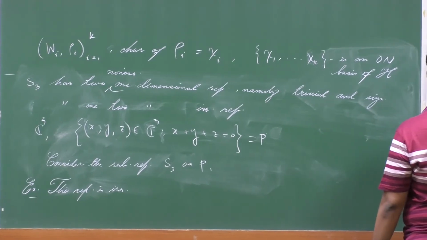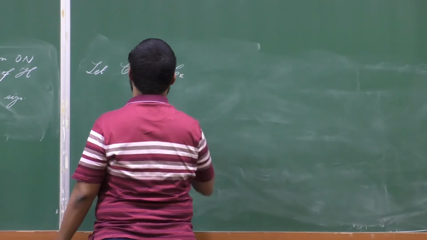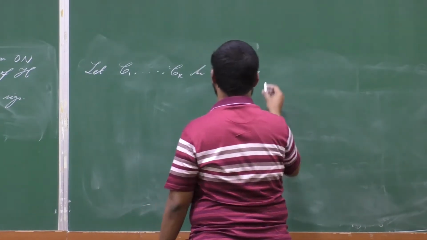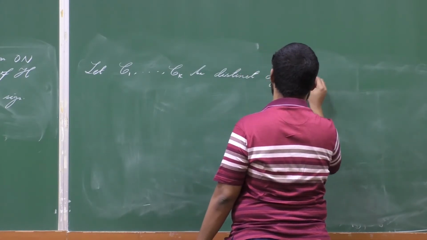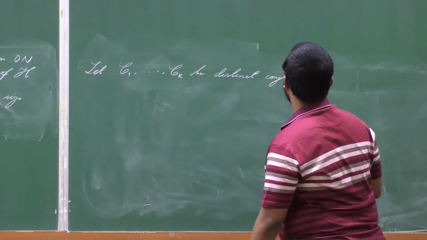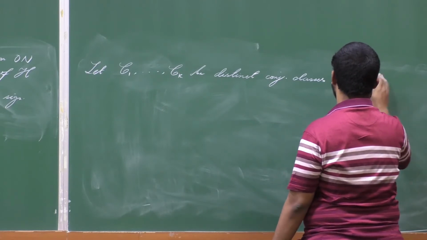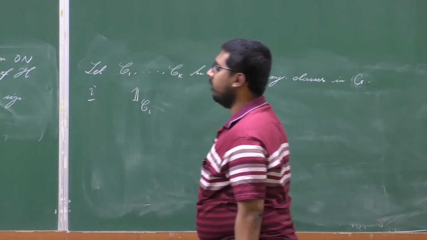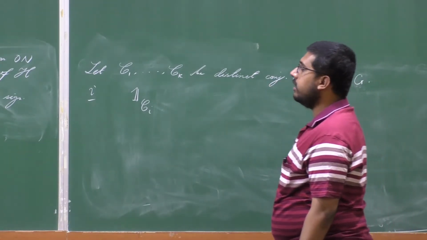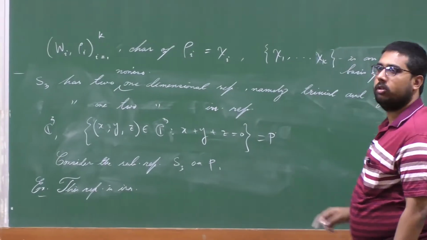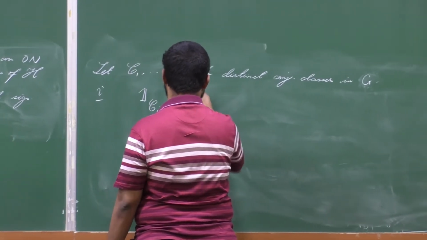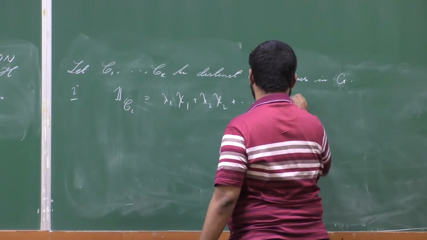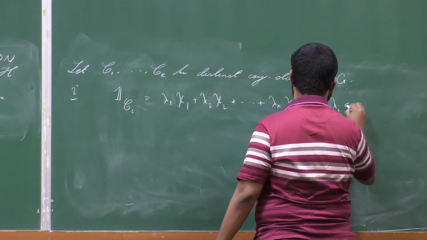Now let these be distinct conjugacy classes in G. Corresponding to each C_i, we look at the indicator function of this conjugacy class C_i. That indicator function has to be a linear combination of these chi i's, because this is an orthonormal basis. So let us write it as lambda 1 chi 1, lambda 2 chi 2, up to lambda k chi k, where each lambda i is a scalar.